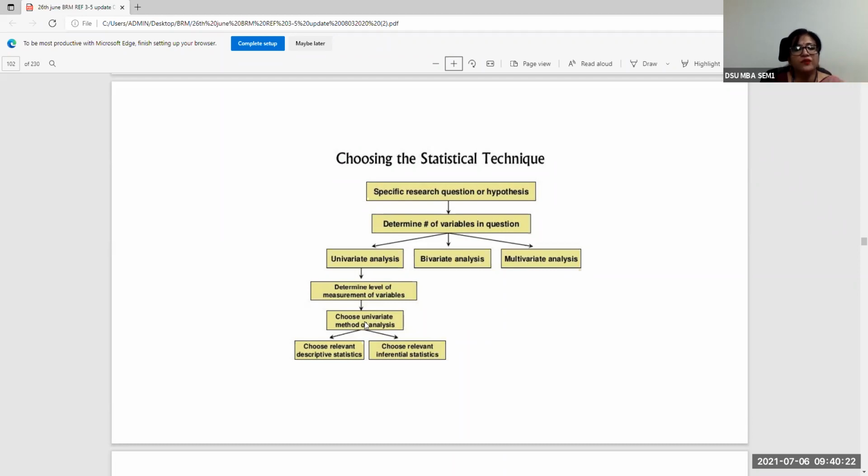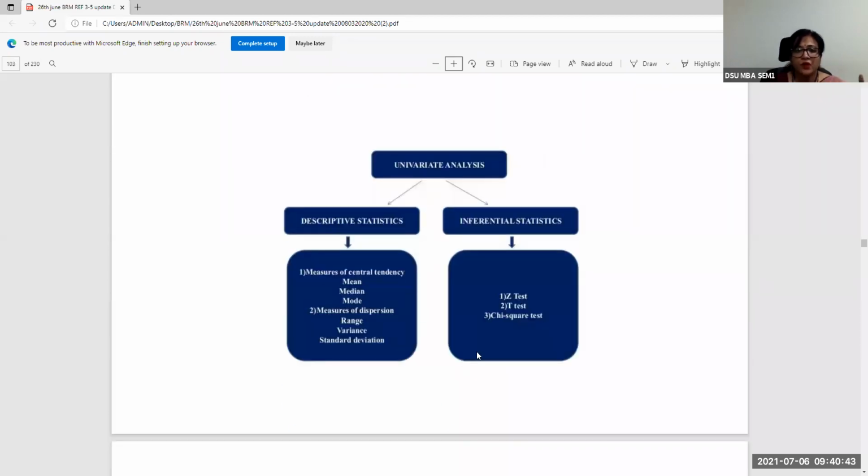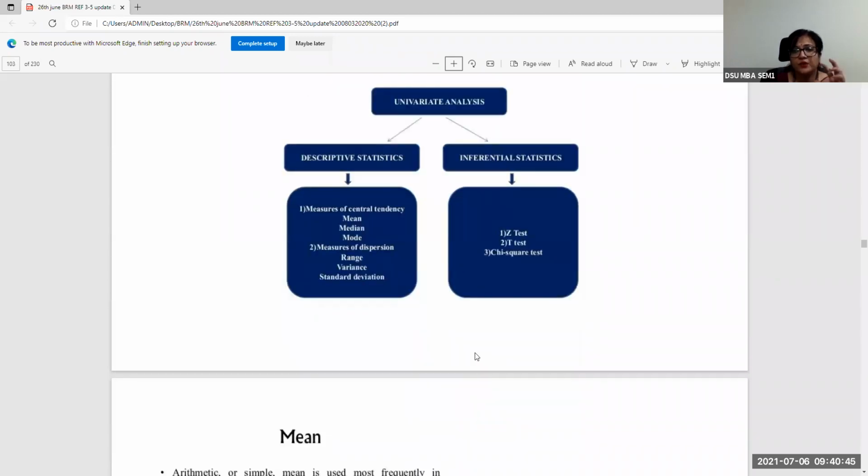If you are doing a univariate analysis, how many levels of the variables are there? For example, gender is measured in 2 categories, or income is measured in 5, or something else is measured in multiple categories. So you choose a univariate method of analysis and you choose the relevant descriptive statistics. Is it a mean? Is it a median, mode, standard deviation? What is it? If it is bivariate, it can be chi-square, it can be something else. All right, so there can be different ways that you can analyze the data.